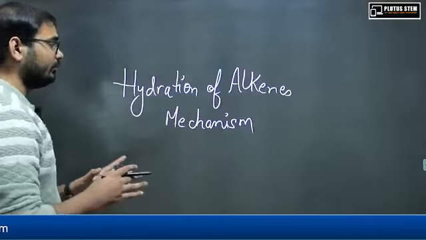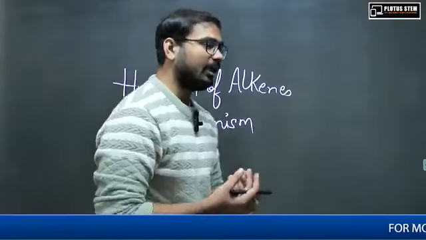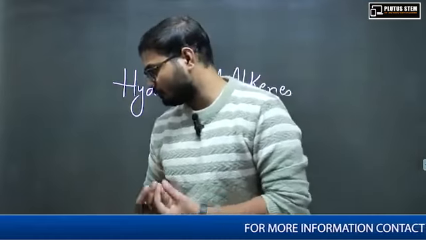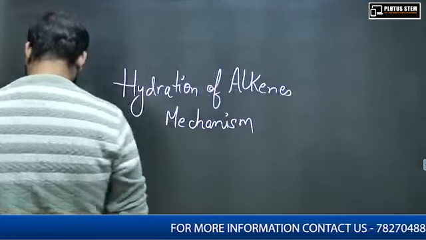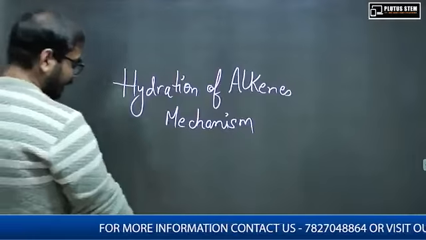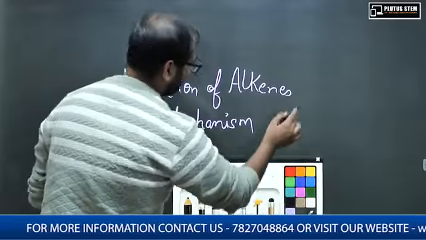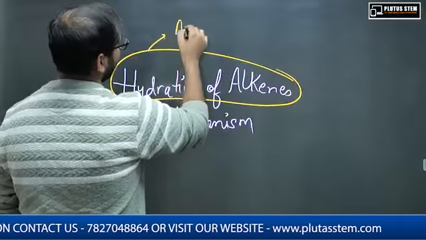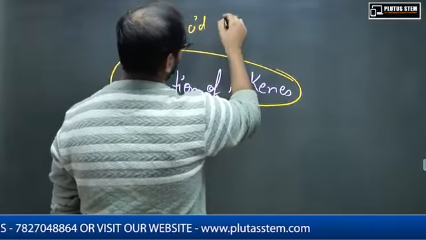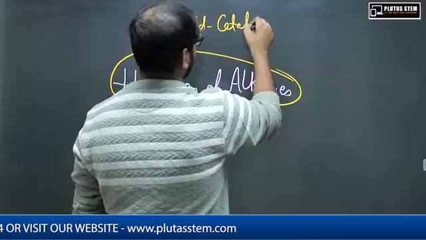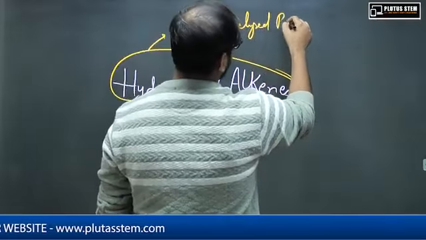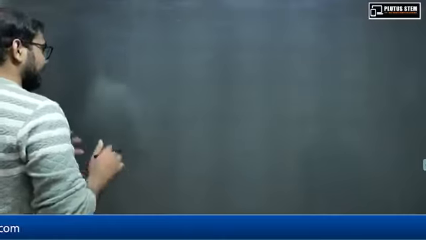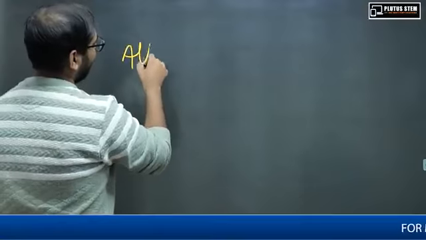So today we are going to cover it and try to figure out how alkenes are hydrated to form your alcohols. So first thing that we need to keep in mind is that hydration of alkene often goes by the name of acid catalyzed reaction. Acid catalyzed reaction.